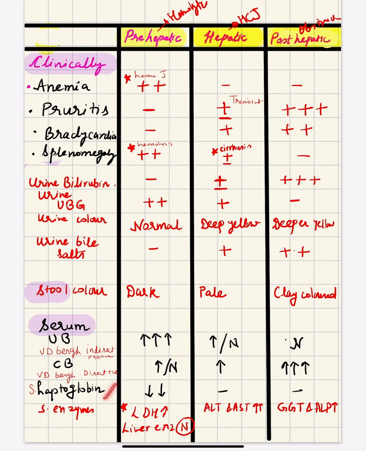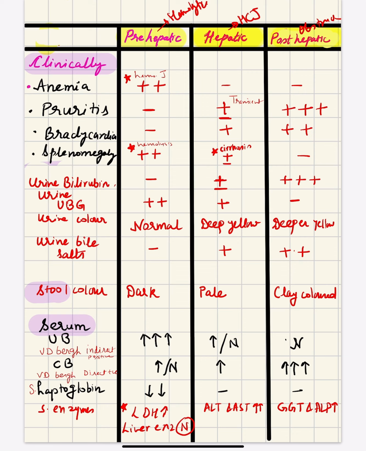Then haptoglobin levels: I told you that decreased levels of haptoglobin are seen in hemolytic jaundice. So that will be seen in prehepatic jaundice, while absent in both hepatocellular and obstructive jaundice. For the serum enzymes, the liver enzymes will be normal in prehepatic jaundice, while LDH, the enzyme for increased cell turnover, will be increased in prehepatic jaundice.